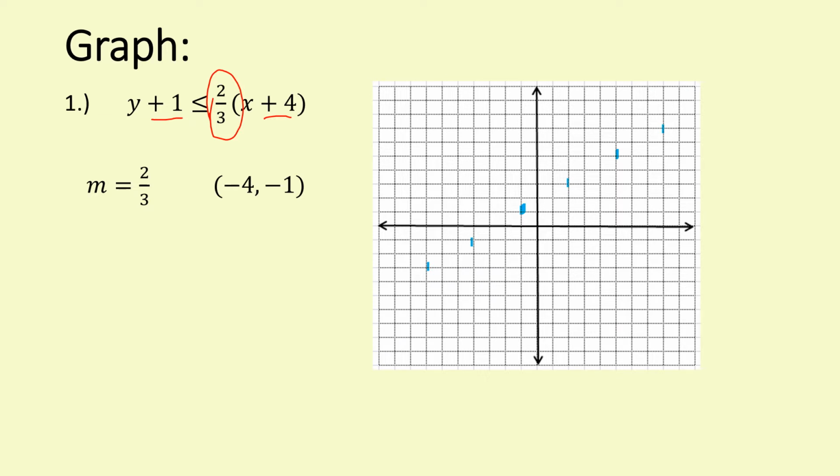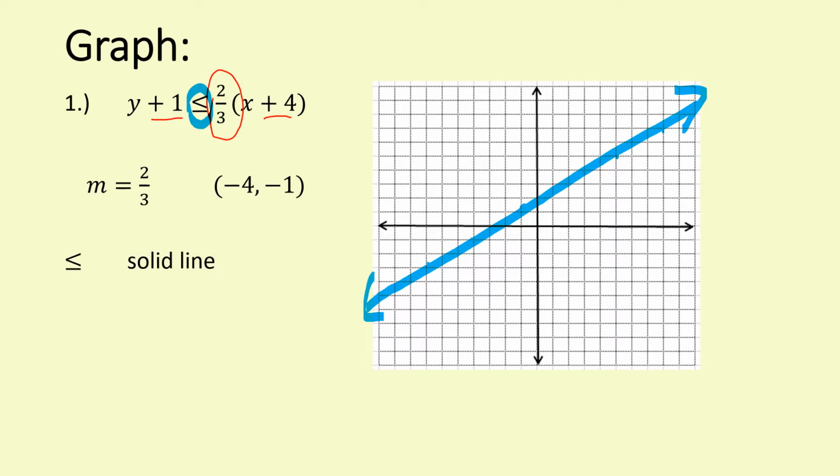Now, before we actually draw the line, we want to look at this sign. So it's a less than or equal to sign. Okay, as long as it has that or equal to sign, we're going to have a solid line. If it didn't have that and it was just a less than sign, it would have been a dotted line. Okay, so we have our line.